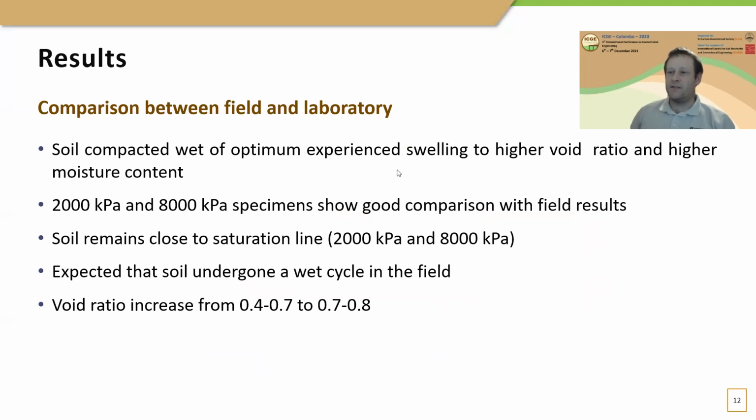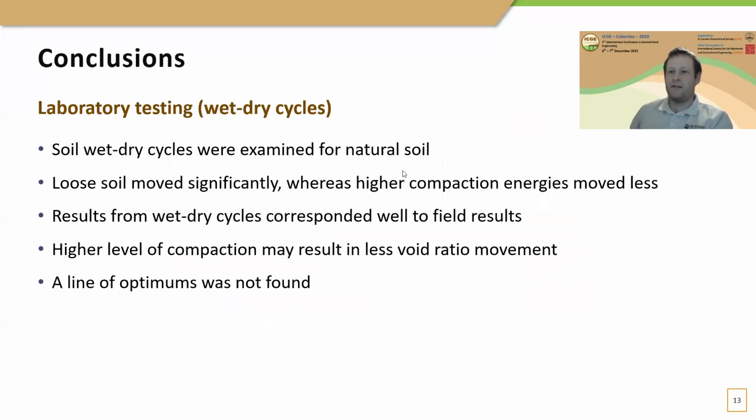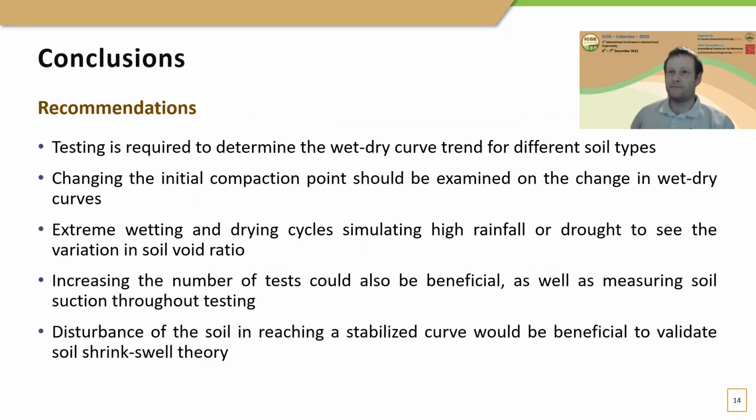It's expected that the soil underwent a wet cycle in the field. And so the results from the wet dry cycles correspond well to the field results. A high level of compaction may result in less void ratio movement, as shown by the 8000 kPa. And a line of optimums between all of those three compaction levels was not found. So they all didn't go to the same shrink swell curve or wet dry cycle curve.